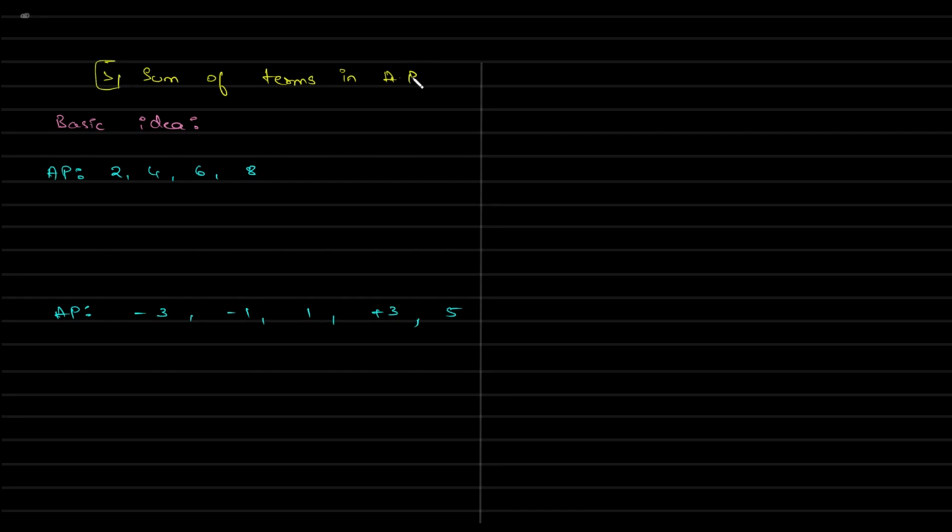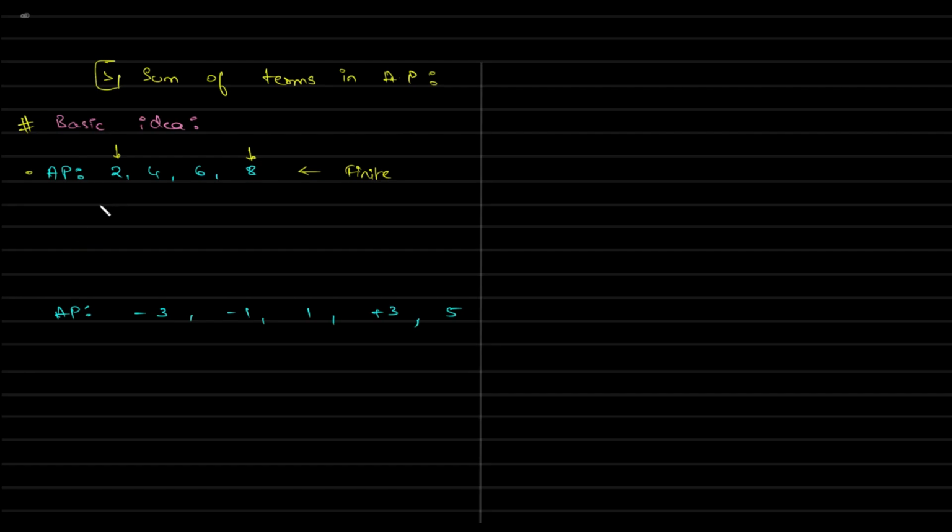Sum of terms in AP. So the basic idea is when we have an AP and we want to find the sum of the terms. Here we are looking at finite terms. So to find the sum of finite terms is what we are learning. Is there a way to find the sum of infinite terms? Yeah, there are different formulas to do all of that, but we are looking at finite terms wherein we know the start and we know the end of the terms.